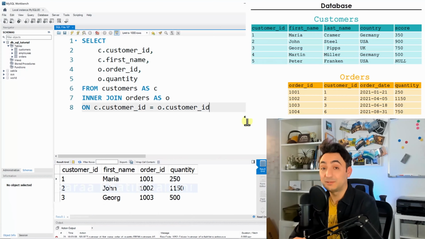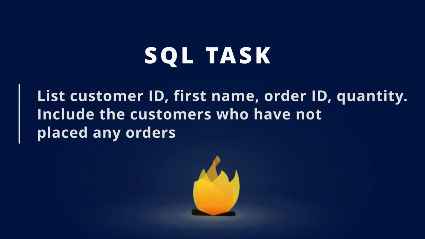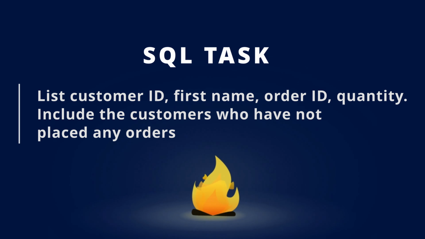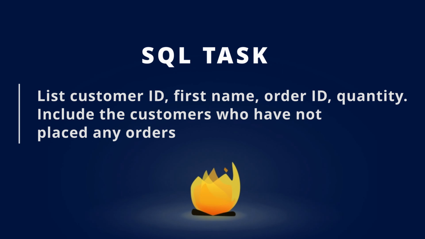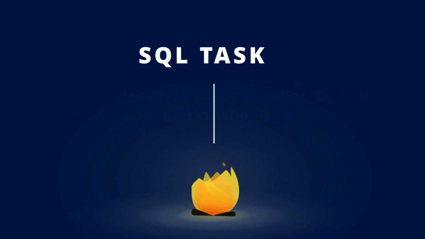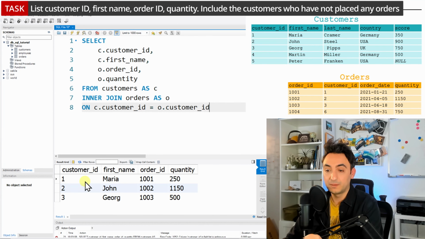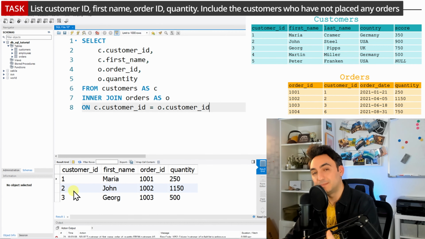Okay, so now let's go to the next task, and we have the following. Find all customer ID, first name, order ID, quantity, but include those customers who didn't place any orders. For us, that means we need to see as the result all the customers, not only those customers that did place an order, but all the customers. In order to do that, we're going to use the left join.